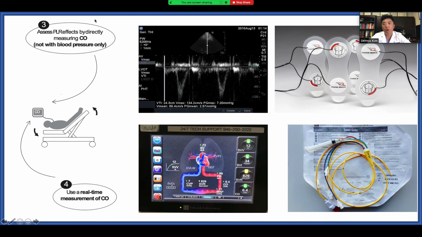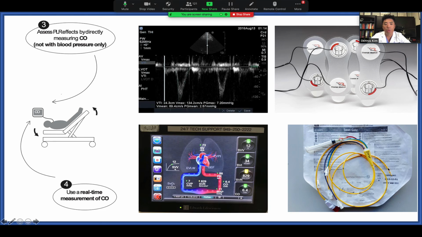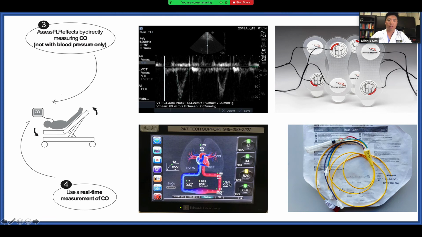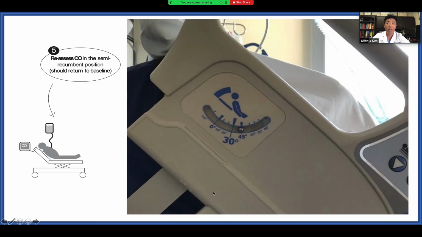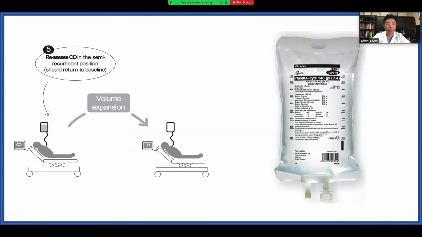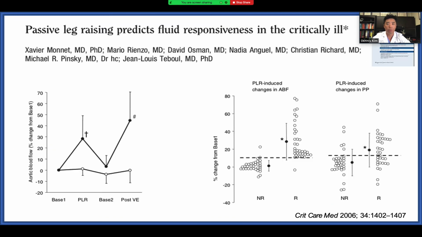Once you do that, you want to assess, again, by VTIs, or if they've got a Swan in, or if they've got a pulse pressure variability monitor, whether or not there's an actual increase in the cardiac output. So you need some real-time measurement of cardiac output. And if there is, well, then that patient is fluid responsive. And in those particular cases, we would consider volume expansion in an effort to improve their hemodynamic profile.